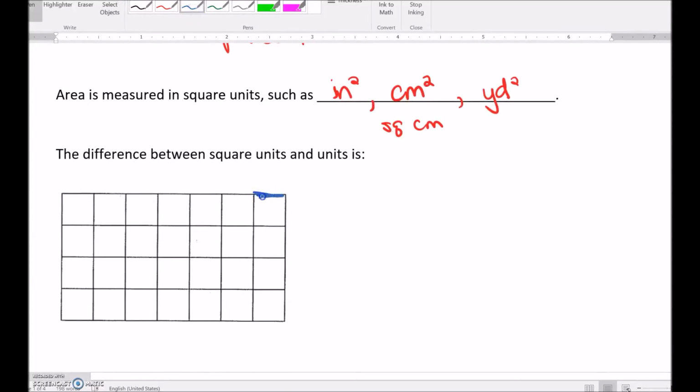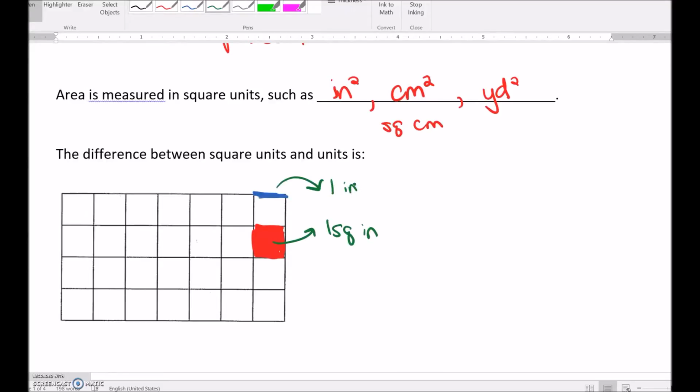In theory, if this were an inch, that's 1 inch, that blue thing, right? And this whole red box that I am highlighting, that is 1 square inch, right? So that is not the same thing. It's not describing the same thing at all as 1 inch. That's why we have to use the correct units to describe the correct thing.